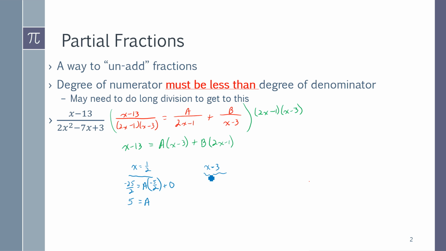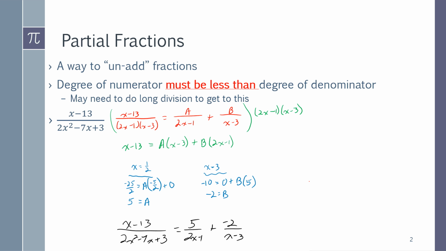If I plug 3 in for x in the green equation, I would have negative 10. A times 0 is 0, plus B times 2 times 3 is 6, minus 1 is 5. So B is negative 2. So what this means is that I now know what A and B are. My original fraction, x minus 13 over 2x squared minus 7x plus 3, is equal to 5 over 2x minus 1 plus negative 2 over x minus 3, which, if I needed to integrate, gives me easier integrals.